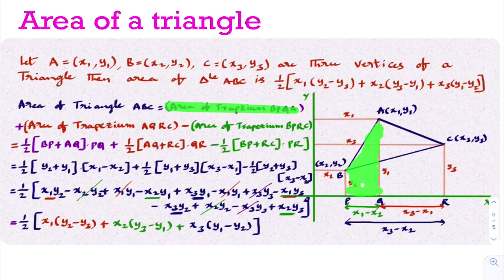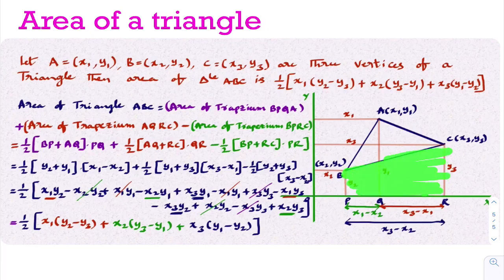I have also written the area of trapezium AQRC. AQRC means this area. But actually, what I need is the area of triangle ABC. So I have written this area plus this area, and then from that, whatever I marked here, I'll subtract this area. What is this area? The area of trapezium BPRC. This I'll subtract.